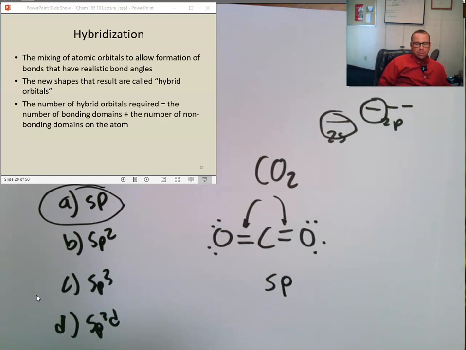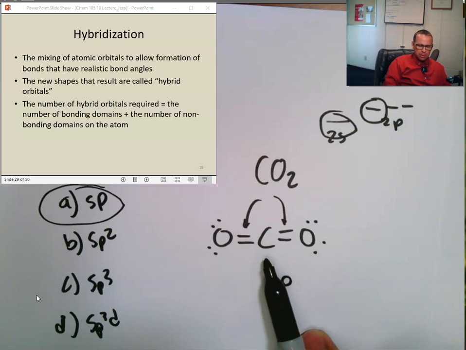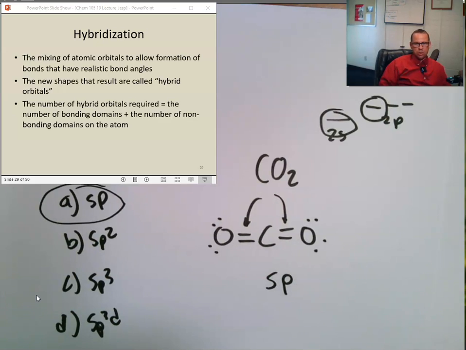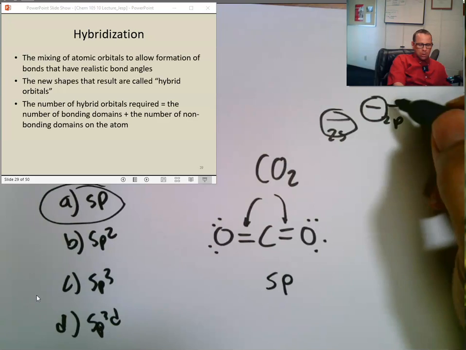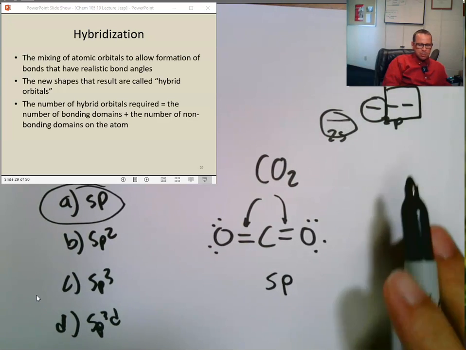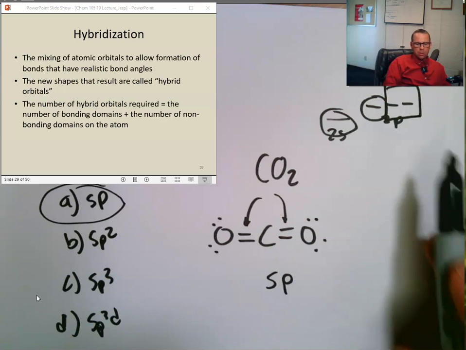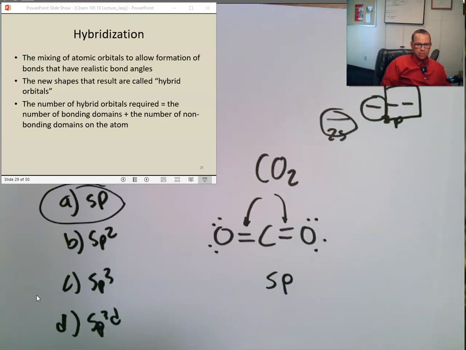Very good. Now, what that means, again, is that carbon took an S and a P orbital, created 2 hybrid orbitals, and extended those hybrid orbitals towards those 2 oxygens. But it also means that these p orbitals were left behind on the carbon. These p orbitals are left behind on the carbon.